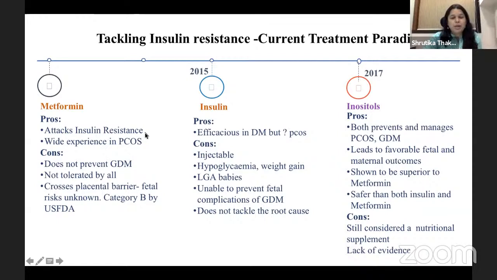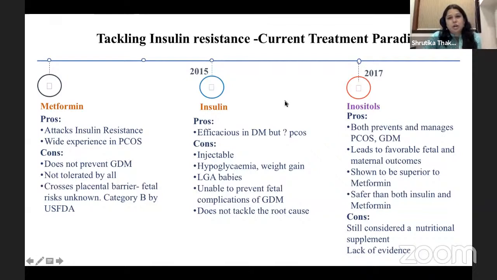Metformin attacks insulin resistance. The mechanism of action of metformin is really not clear, in spite of metformin being around for the last 30-40 years. We definitely have a wide experience in PCOD with use of metformin, but the cons are that it does not really prevent GDM, it does not affect the physiology of gestational diabetes mellitus, it is not tolerated by all, it crosses the placental barrier. Fetal risks are not unknown, although it has been categorized as category B drug by the US FDA. We really don't know whether it is going to impact the fetuses in the long term.